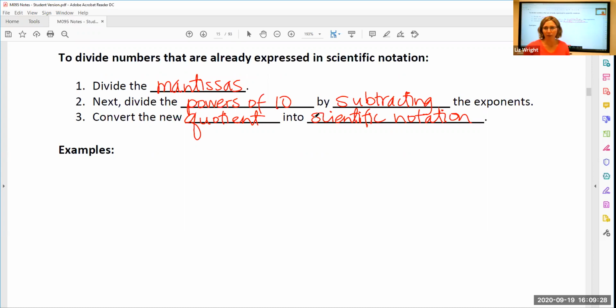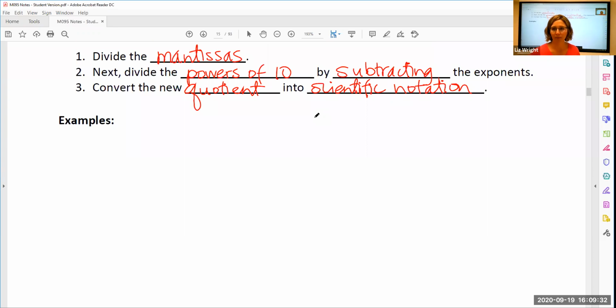So there are the blanks for your notes. Now we're going to do some examples doing that. And again, same thing. I'm looking for this process also on quizzes and exams.